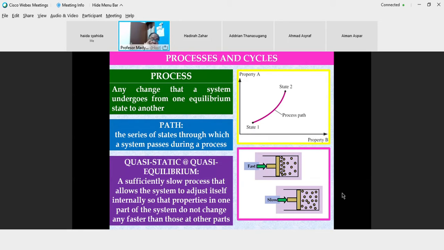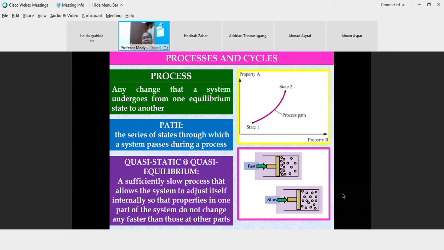If you look at the right figure, you can see that although you apply the change fast or slow, the change in the molecules inside the system is very, very slow. So almost it doesn't change at all. But it does change. All right, so it's not quantitative.